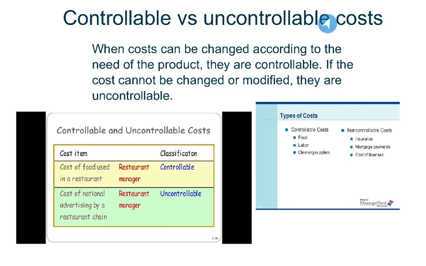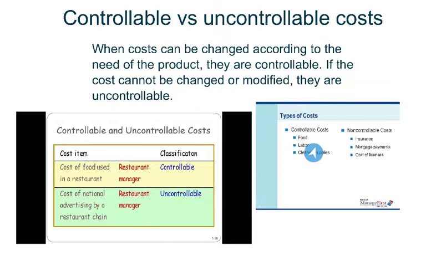Controllable versus uncontrollable cost. When cost can be changed according to the need of the product, they are controllable, because you can control the cost. If they cannot be changed or modified, they are uncontrollable. So if you have a restaurant, the cost of the food in the restaurant is controllable, because you can control the cost of the food. But you cannot control the rent of the place maybe, or the advertising of the restaurant chain. Those are uncontrollable costs.